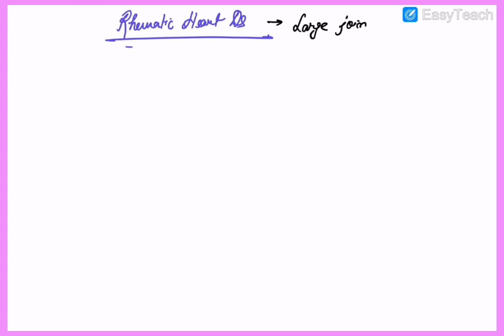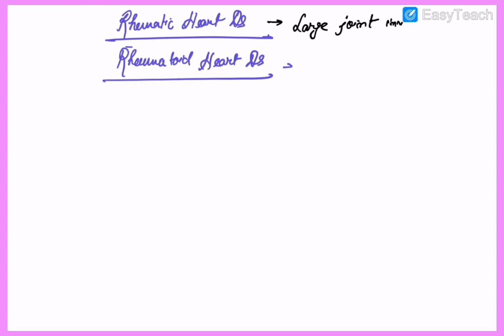So today we'll be talking about rheumatic heart disease. It is mainly concerned with large joint involvement. Now we often get confused with rheumatoid heart disease, which mainly involves small joints.